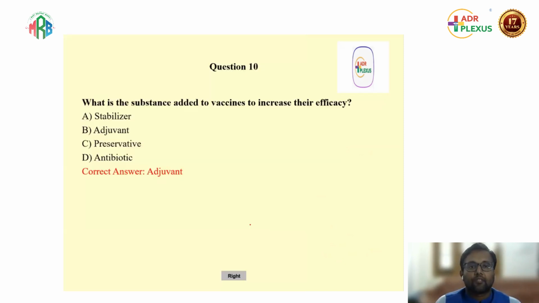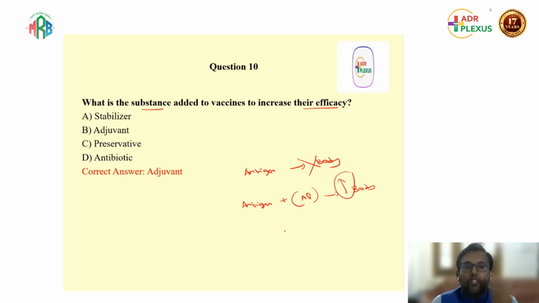So what is the substance added to the vaccines to increase their efficacy? So what are the substances added? So there is a vaccine, it has some antigen. If you give the antigen to the body, it may reject it. But when we use the antigen with something like adjuvant, usually aluminum or aluminum hydroxide, the body will take it, wow, it is good, I will take it. So this is the adjuvant, it will increase. So if you have only 30% response, after adding the adjuvant, we may get 75% response.